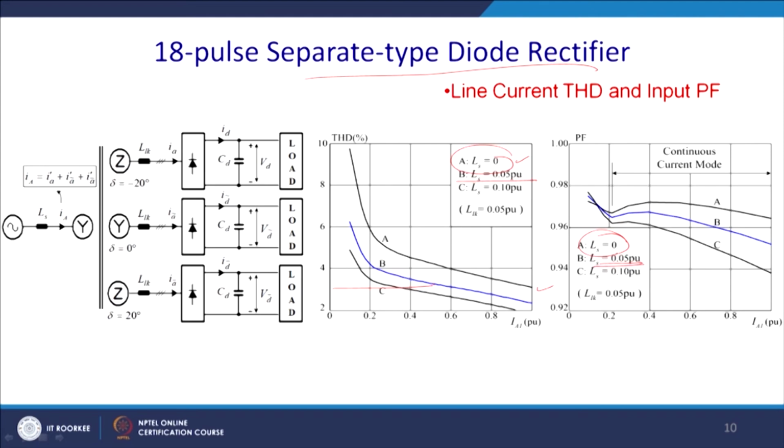Same way, if LS is equal to 0, then you can have 0.05 per unit, and LS equal to 0.1 per unit, and in that way you can get LK equal to 0.05 per unit, and ultimately you can get A, B, C, all those curves. Mind you, till this point the current is in continuous conduction mode, but if you have a discontinuous conduction mode your power factor is going to be high definitely, but THD also will be high for your displacement power factor.